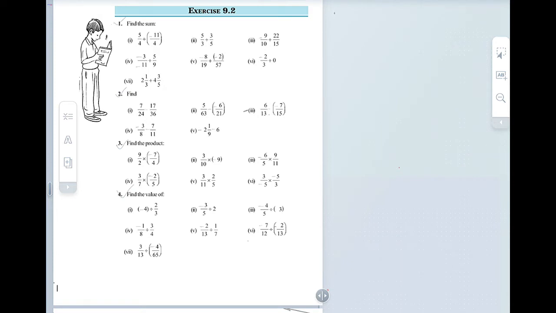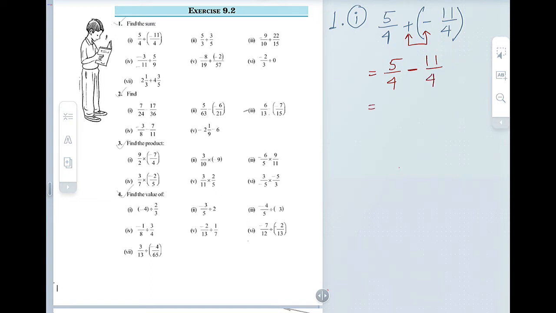First, let's do question number 1. Find the sum of 5 by 4 plus minus 11 by 4. In the chapter on integers we have already learned that this plus and this minus, these two different signs, will be multiplied and converted to a minus sign. So just write a minus sign instead of these two signs, and here we are getting this.